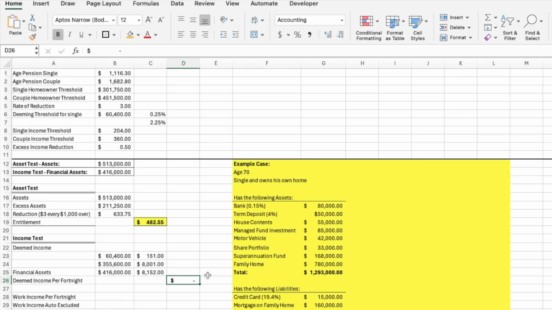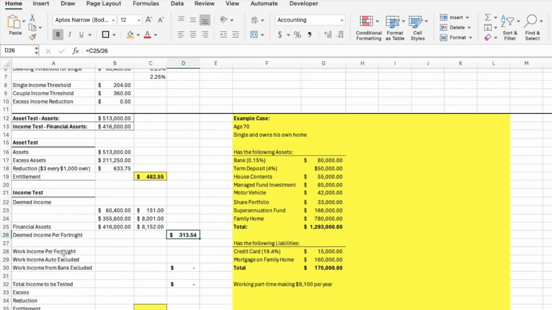But remember, age pension is fortnightly, so we can take that and divide it by 26 because there's 26 fortnights in a year. So we have deemed income per fortnight of $313. Then we can consider our actual income. And as shown here, this person makes $9,100 a year. So we have $9,100, but let's put that to fortnights because age pension is in fortnights, so divide by 26. So we have a fortnight income of $350.